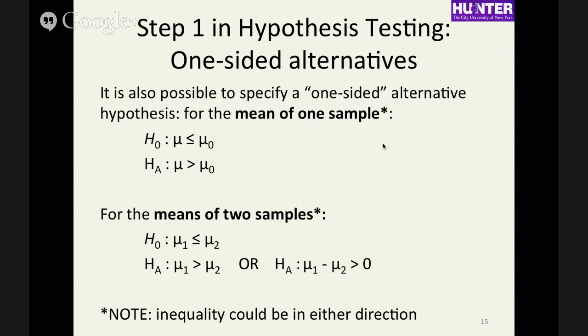So you can recognize a one-sided hypothesis test by the way the null and the alternative hypotheses are written. The null hypothesis still has to contain no difference. So here it's less than or equal to. And the alternative is just that the mean in our target population is greater than in the null population.